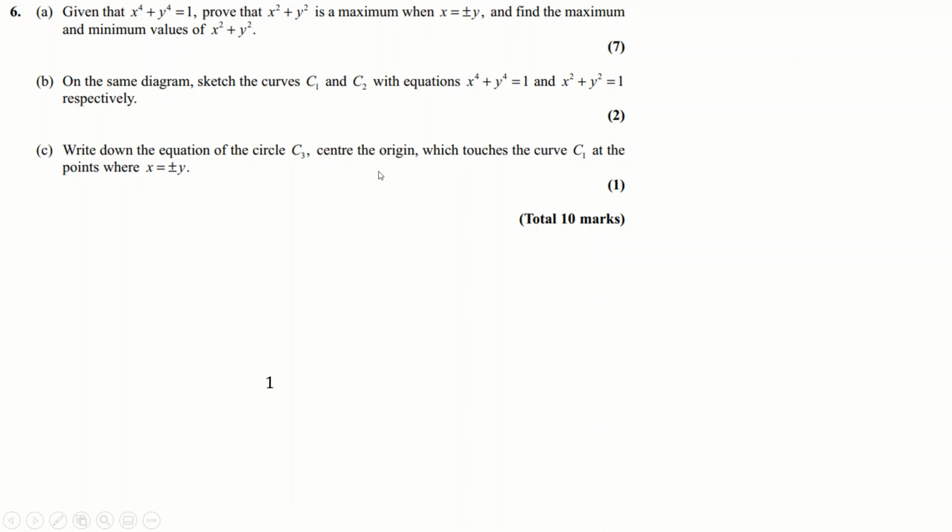On the same diagram, sketch, oh, this one is rogue, sketch the curve C1 and C2 with this. Okay, we can all sketch this. I'm hoping we can all sketch that. That's 1 mark. Now, if that's 1 mark, it only means you get 1 more mark for doing this.